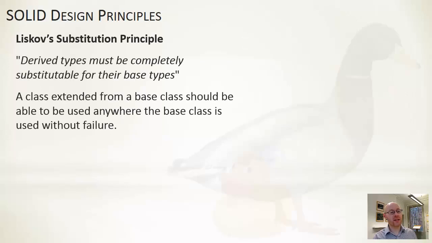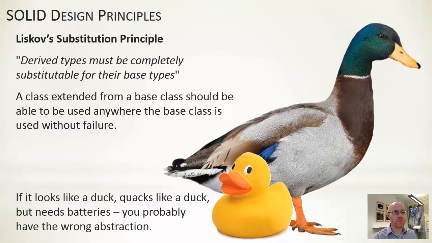The L stands for Liskov's substitution principle. It says that derived types must be completely substitutable for their base types. What does that mean? Like the example at the bottom, if it looks like a duck, quacks like a duck, but needs batteries, you probably have the wrong abstraction.